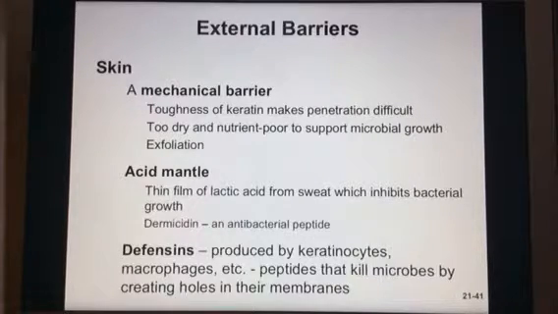If anything lands on there, then those outer skins are exfoliated soon, hoping to remove anything. So the acid mantle is also part of the skin's protection because it is a little thin layer of lactic acid, and so again also inhibits bacterial growth.